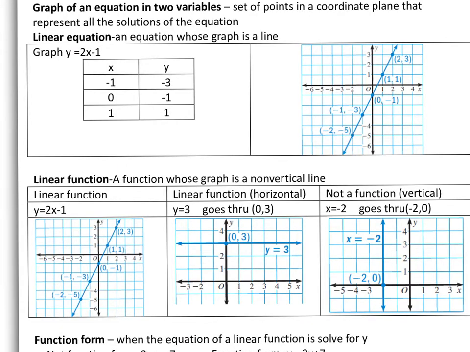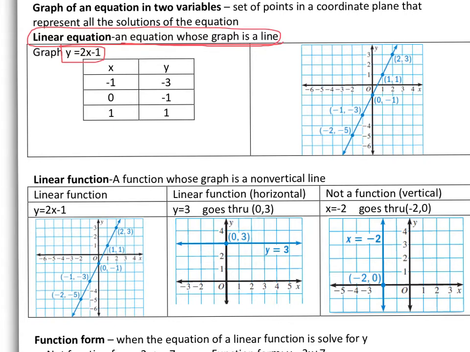To graph an equation in two variables just means to draw the set of points in a coordinate plane that represent all the solutions of the equation. So right now I'm going to teach you how to graph an equation using random points. This is not a very smart way, but for the purpose of this lesson, you will need to use this method. First, I'm going to give you a linear equation. A linear equation just means an equation whose graph is a line. We will be working with linear equations throughout this chapter.